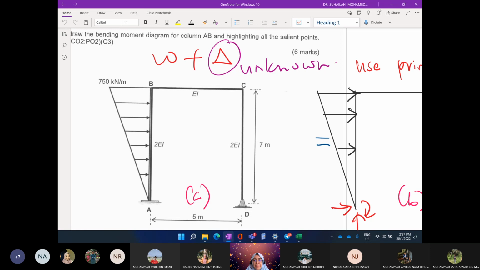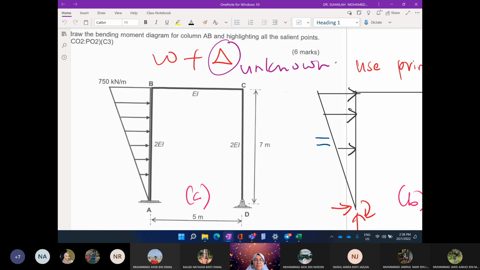In this actual diagram, this frame is unsymmetrical due to loading, because we can see clearly that only one member has the load. The load is 750 kilonewton per meter. This is a triangular load, so it is not symmetrical, and there's no P. It is only subjected to W. Due to this unsymmetrical condition, this frame will tend to sway to the right, because W is located along member AB, and the loading will push the frame to the right.